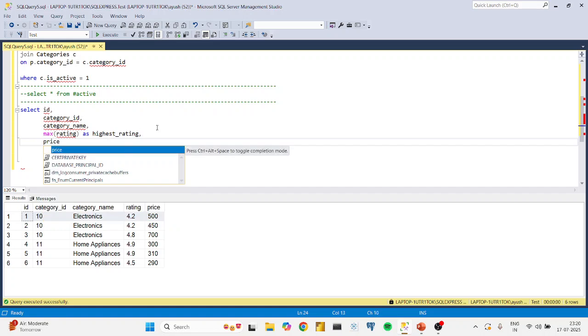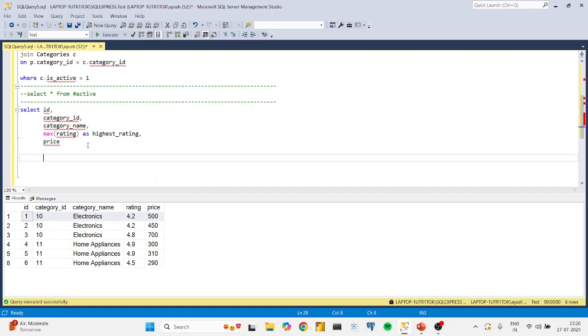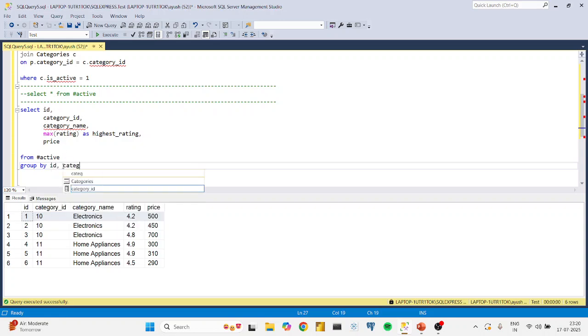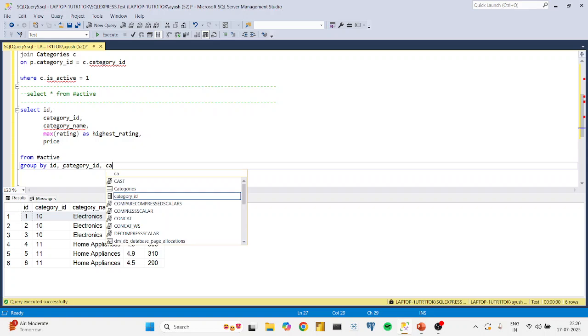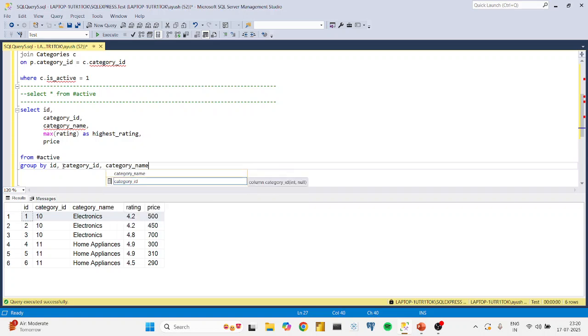So let's group it from active. Whatever columns we use in the select clause, we have to use all of those columns in the group by. So we have to use category name, and we have to use the price. Now let's run it and see if it groups by the highest price.